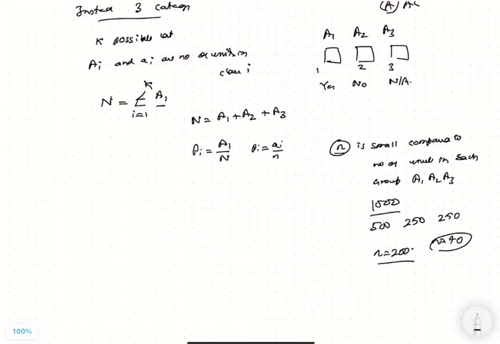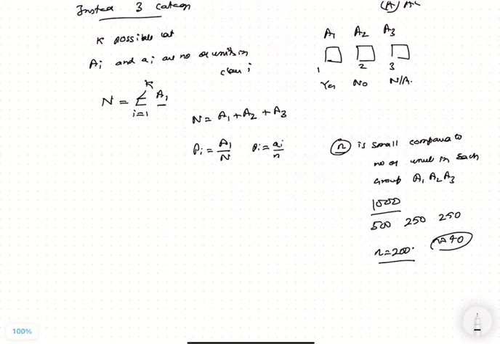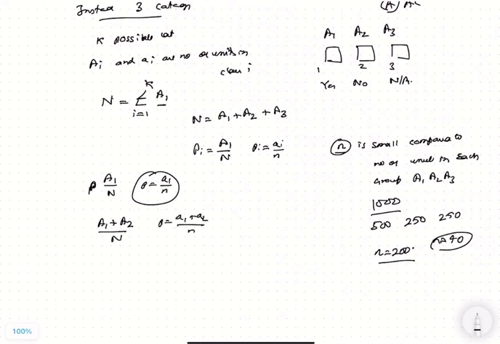Sometimes, and most of the time, we are only interested in one proportion. For example, we might only be interested in A1 upon n, which is p, where capital P is the population proportion and small p is A1 upon n, and that is all we want to calculate. Or we can have a situation where we are interested in A1 and A2 upon n, and p is equal to A1 plus A2 upon n. So we can use the same confidence interval formula.